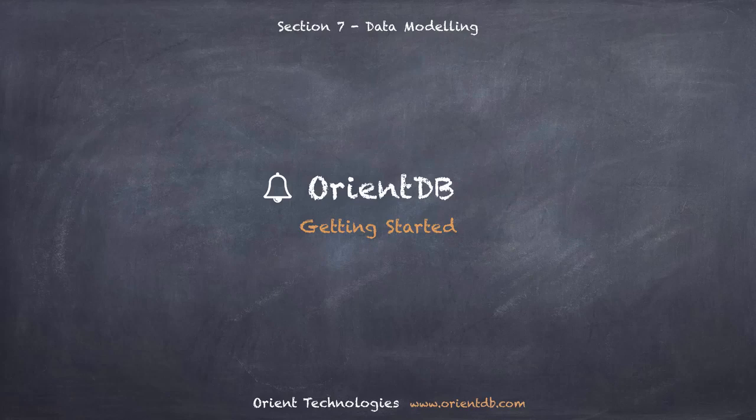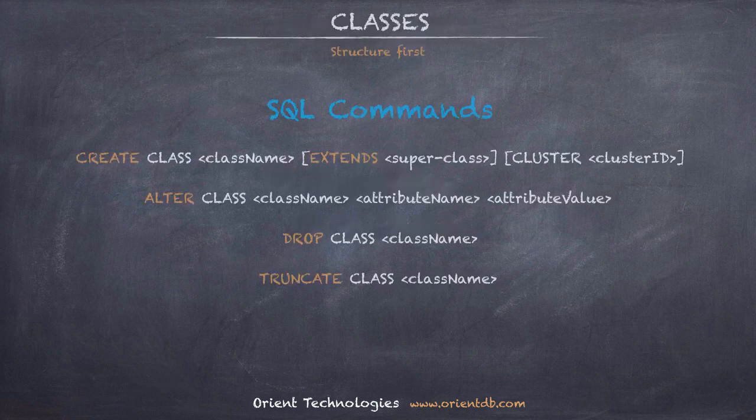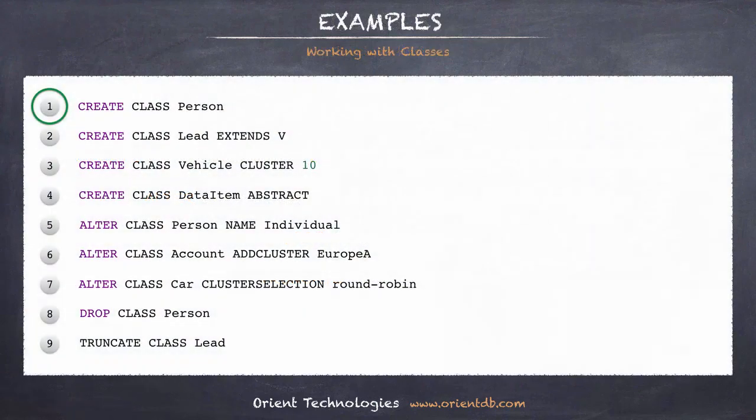Welcome to Section 7 of the OrientDB Getting Started training, the SQL Data Modeling API. There are four main categories of commands when working with classes: create, alter, drop, and truncate. Here are some concrete examples of working with classes.